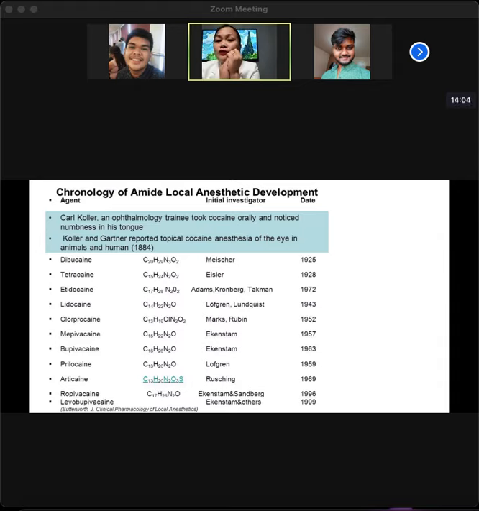It was followed by lidocaine, tetracaine, etidocaine, chloroprocaine, mepivacaine, bupivacaine, prilocaine, articaine, ropivacaine, and the latest drug that was discovered was levobupivacaine. Levobupivacaine is the drug of choice for patients who have cardiac problems. It is not toxic to the heart. That's why it is used for patients who have cardiac problems. Okay?